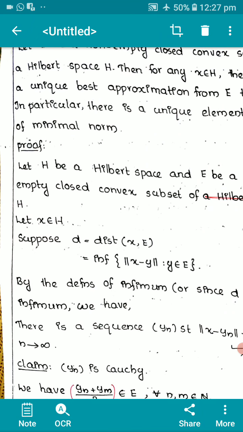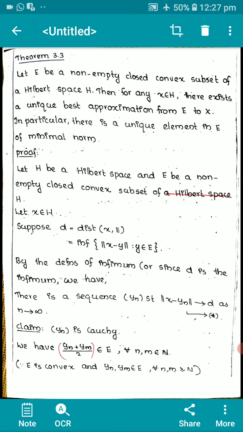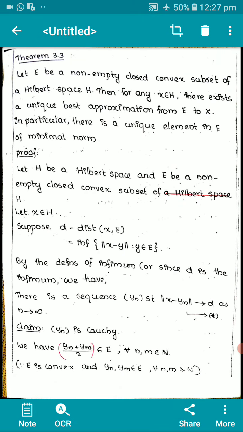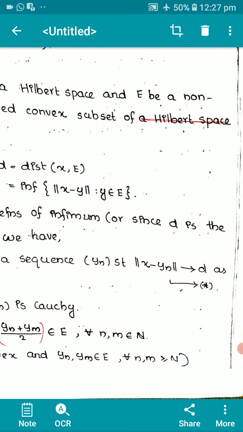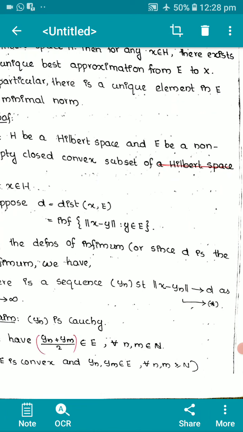You can take the proof of it. See the proof in detail. H is a Hilbert space, E a non-empty closed convex subset of H, taking an element x in H. As usual, we are taking d as the distance of x from E. That is nothing but the infimum of norm of x minus y such that y is an element of E. Of course, there is a sequence yn such that norm of x minus yn is tending to d as n tends to infinity. You can call it equation star.